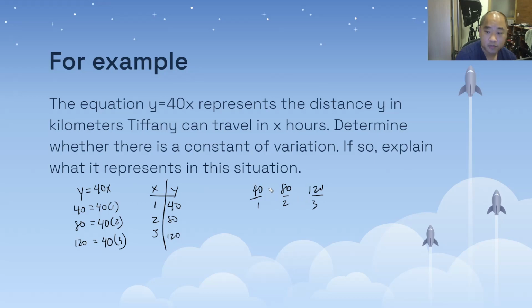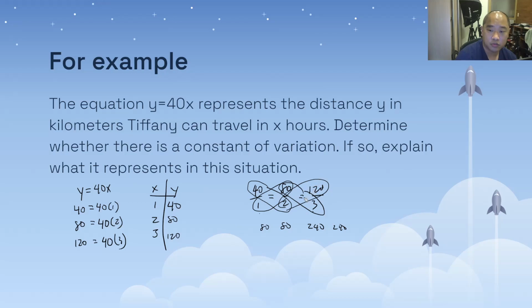Yes, they are. 40 times 2 is 80. 80 times 1 is also 80. 80 times 3 is 240. 120 times 2 is also 240. So yeah, these numbers are all equal to each other. And you could even multiply 40 and 3 and 120 and 1, and you would still get the same thing. So this is a constant of variation.